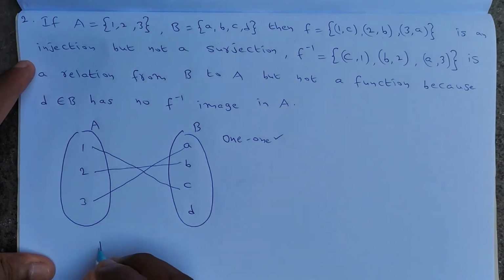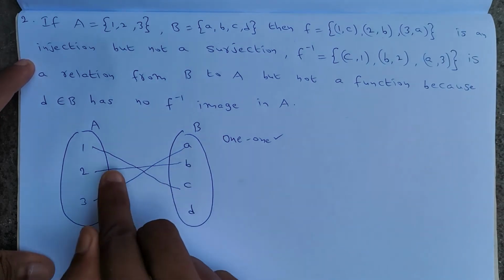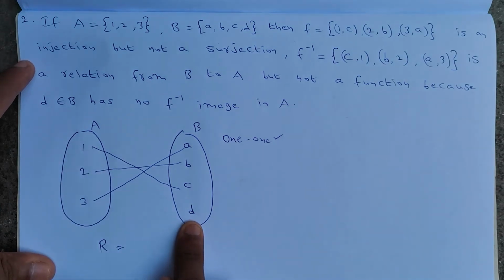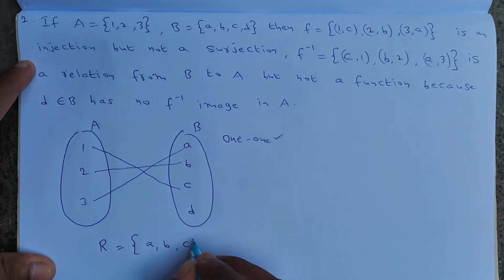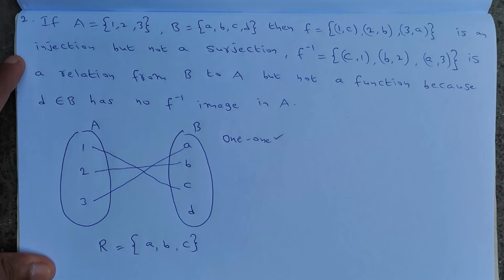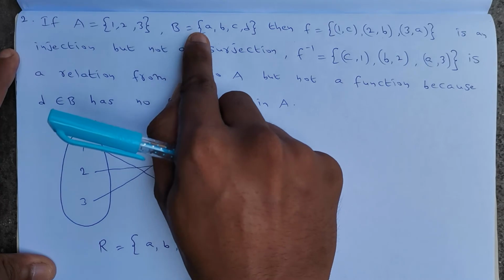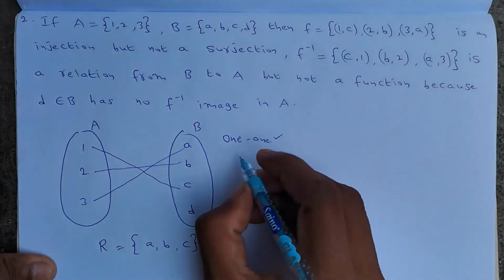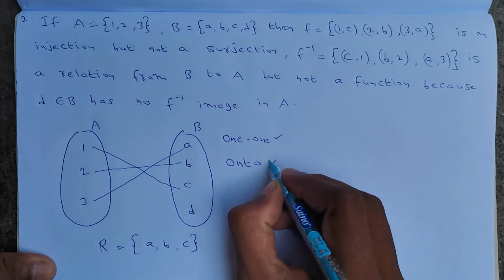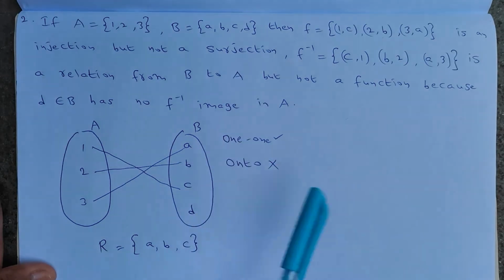Here what is the range? Range of this function: A is connected, B is connected, C is connected, but D is not connected to any element. So range will become A, B, C. Whereas the codomain is A, B, C, D. So range and codomain both are not equal. So that's why it is not an onto function. The same he said: not a surjection. Surjection and onto are both the same.